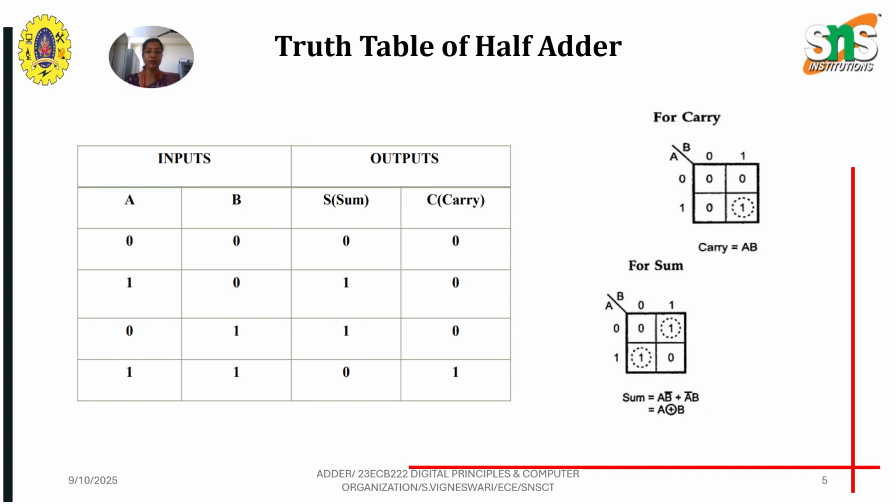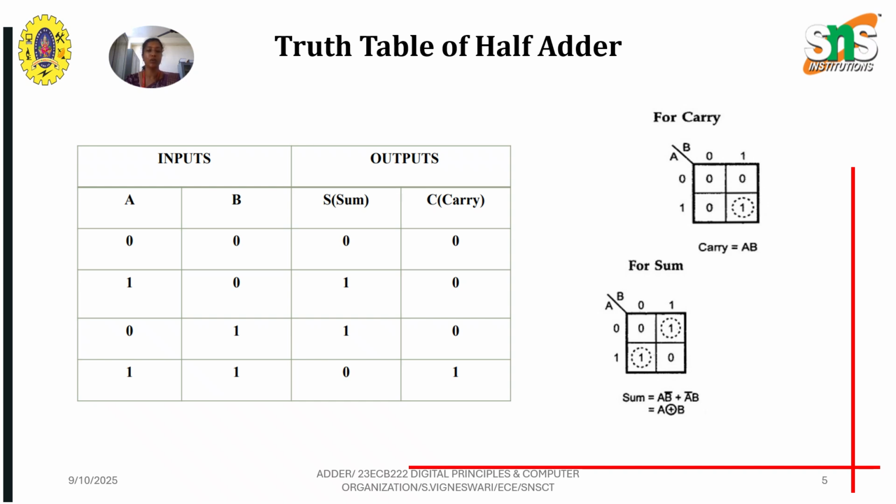So this is the truth table of the half adder, where you can see the inputs A and B given different binary numbers. When A is equal to 0 and B is equal to 0, so when you add 0 plus 0, the sum will be 0 and the carry also will be 0. When you provide the input A is equal to 1 and B is equal to 0, the sum will be 1 and carry is 0. Next, when A is equal to 0 and B is equal to 1, the sum is 1 and again the carry is 0. When both the bits A and B are 1, the sum will be 0 and the carry is 1.